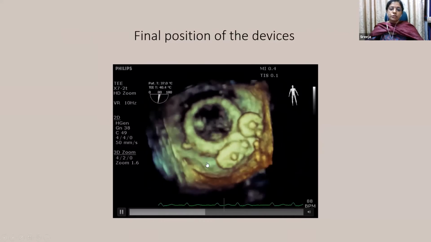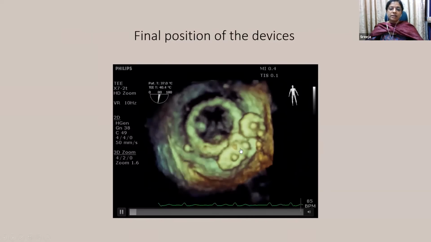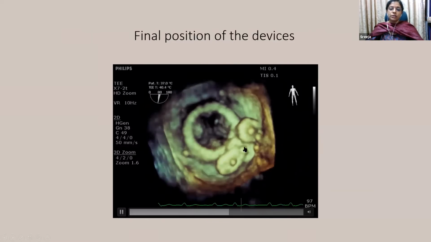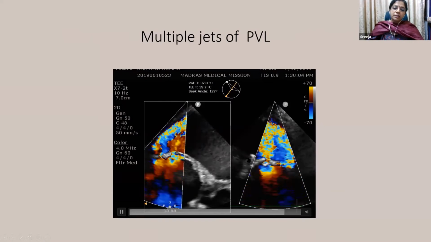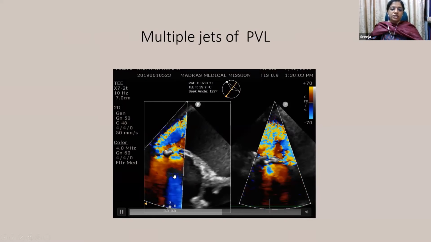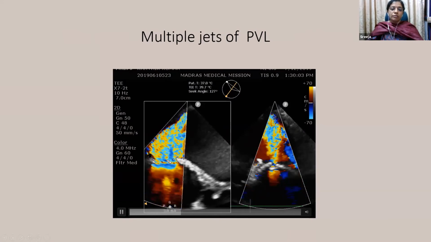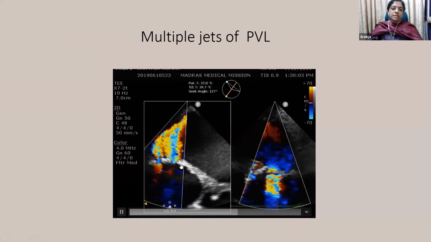So this is the final position of the three devices. You can see how they orient with each other also. And of course, the 2D color is mainly used to confirm the residual leaks. Sometimes in 2D TE, you see multiple jets of regurgitation, and we do not have an idea about the morphology of these leaks.